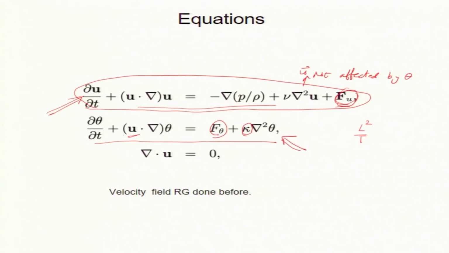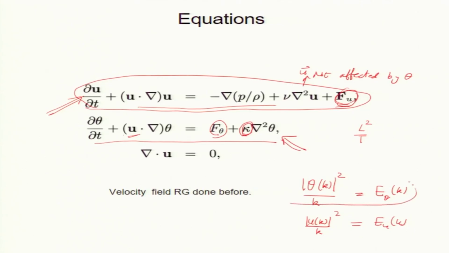So, there are two objectives, one is does kappa get renormalized, okay, and what is the flux for theta. Or I will have some spectrum for theta, mod theta of k squared, this divided by k will give me E theta of k, the spectrum of theta. I mean, the way we define it for the velocity field, the velocity spectrum is mod u of k squared divided by k, it is Eu of k, right. So, I have this one.